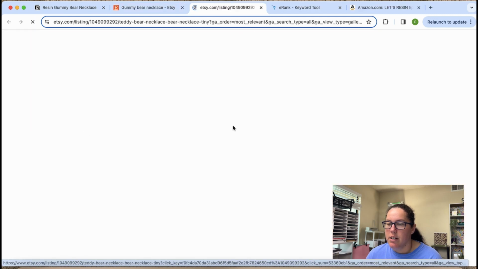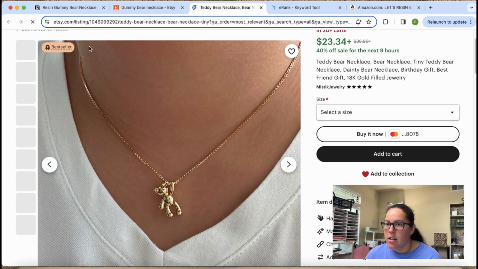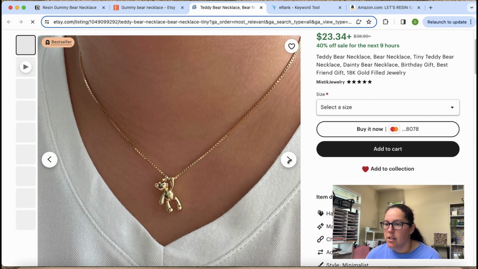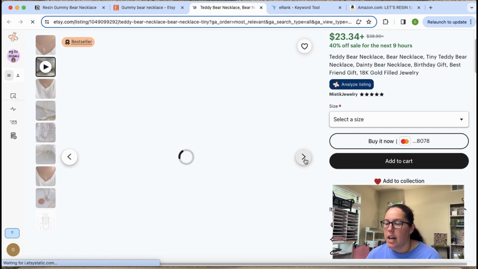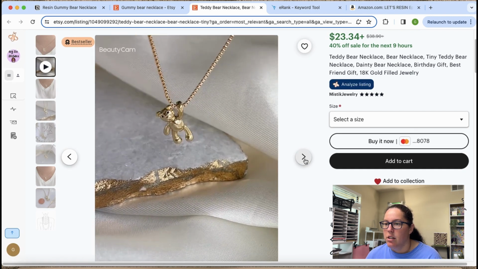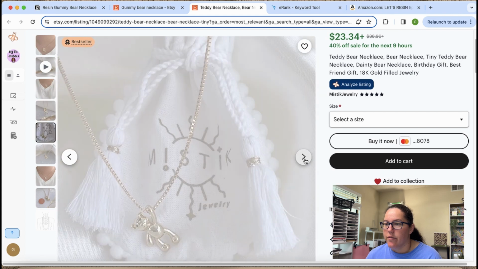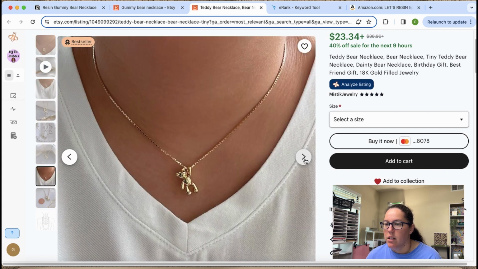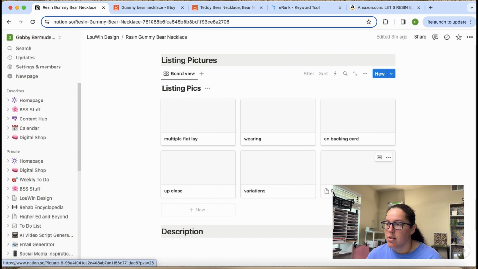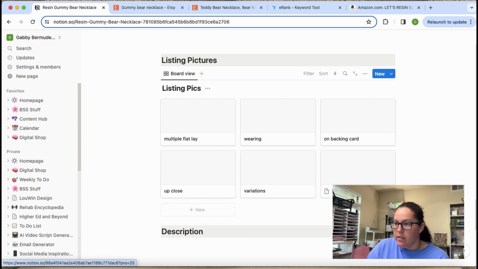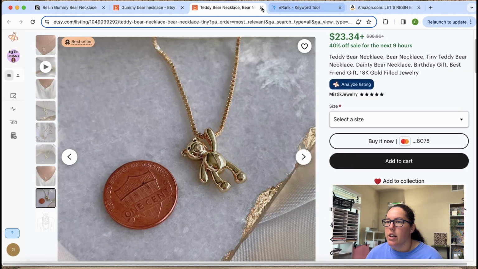Let's even look at this one, even though it's not the resin type, but it's still a bestseller. So it is good to look at the different bestsellers and what pictures they're including. So they have a video. Oh, size comparison next to a coin. That'd be good. So that's good.